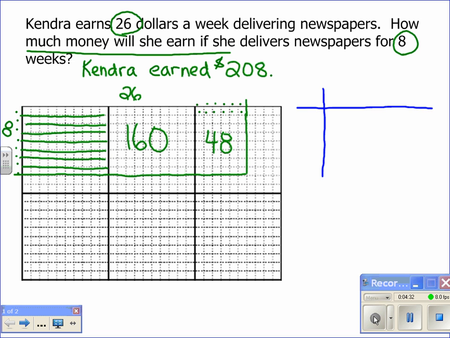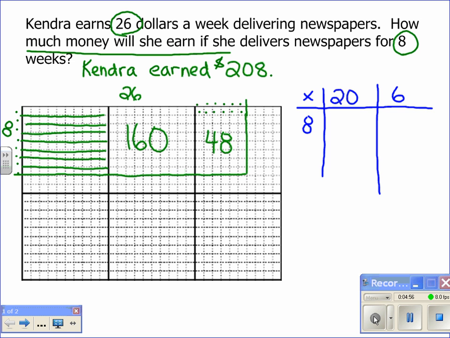So 20 and 6, and I want 8 groups. I want 8 groups of 20 and 8 groups of 6, which would give me 26 groups of 8. 20 groups of 8 and 6 groups of 8 is 26 groups of 8. It's a little faster to break up the number and work on it this way.